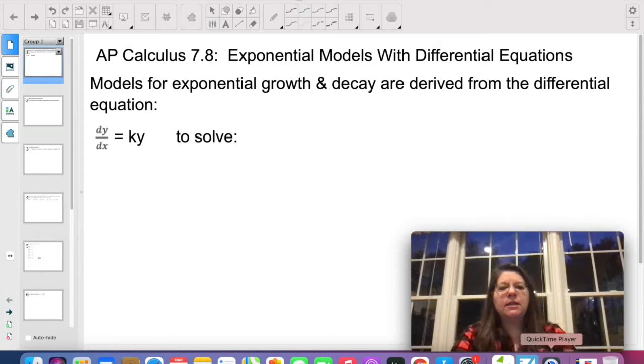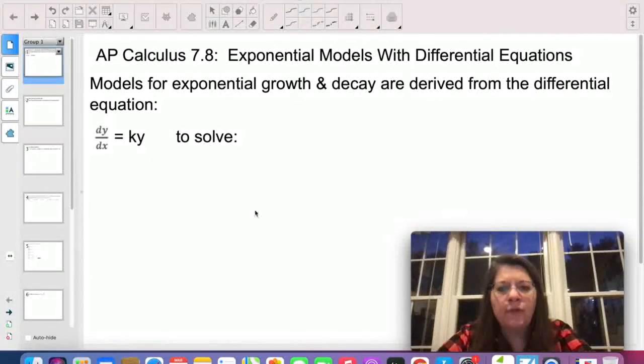This is AP Calculus 7-8, Exponential Models with Differential Equations. A model for exponential growth and decay is derived from the differential equation. We've talked a little bit about how to solve these already, but I want to make sure you understand where your setups and everything are coming from in this section.